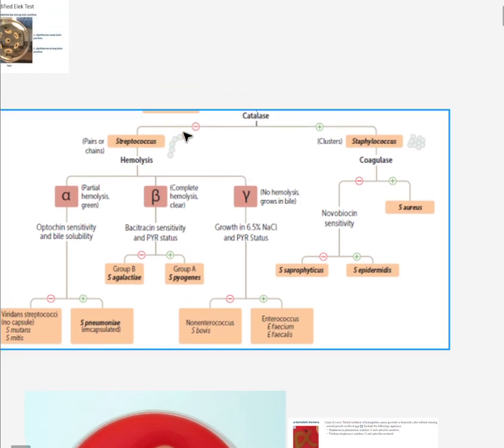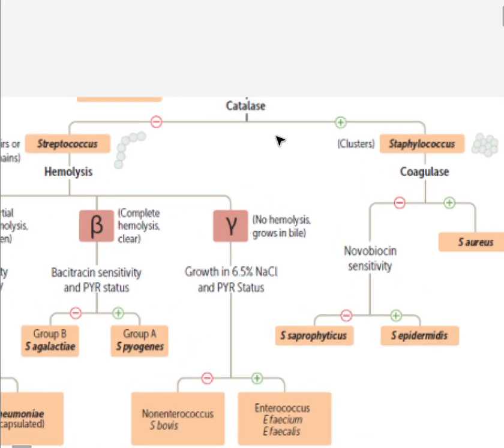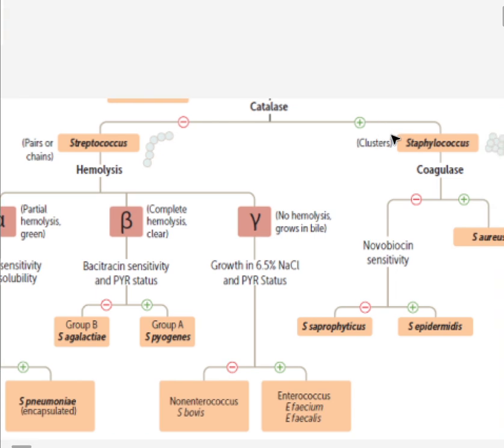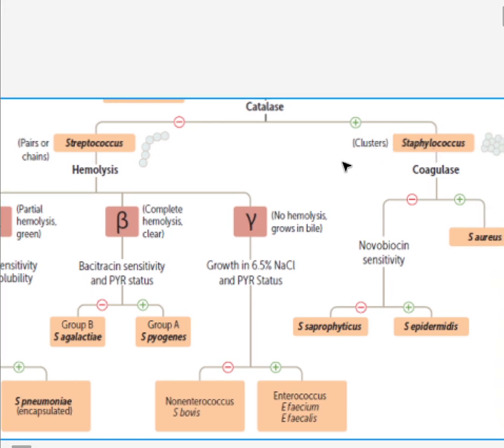I'll show you the catalase test here. So once the catalase test is done, if it's negative, you know it's Streptococcus, and if it's positive, you know it's Staphylococcus. The Streptococcus basically exists in pairs or chains, and the Staphylococcus exists in clusters. Let me show this to you.